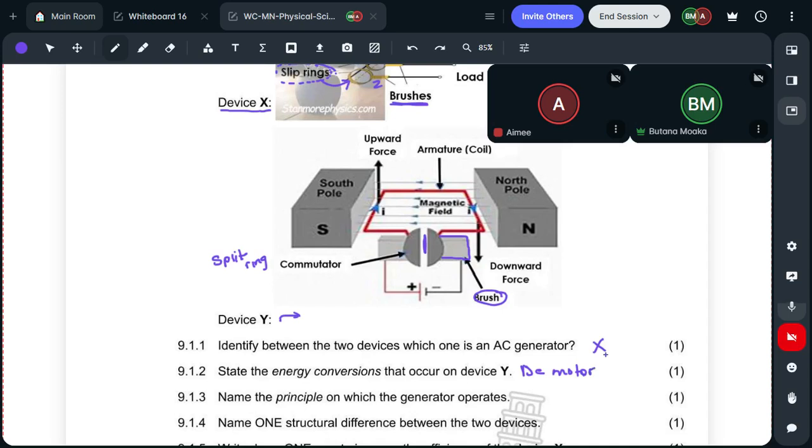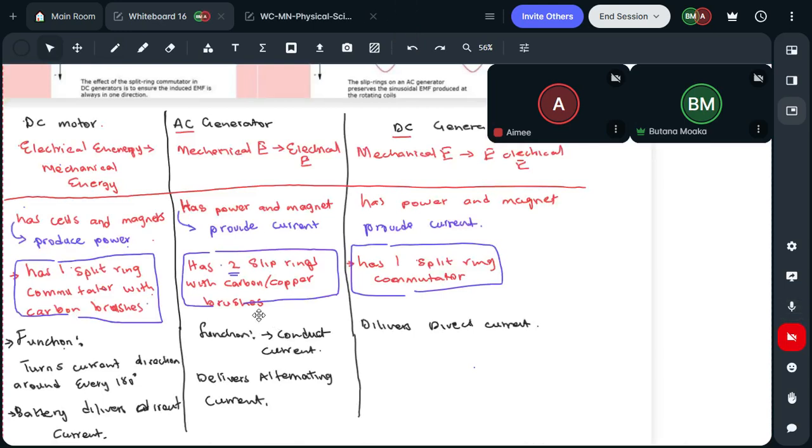Since it's a DC motor, they need the energy conversions. You're going to use your diagram. So what is the energy conversion for a DC motor? It's just from electric energy to mechanical energy. Can you see what we were doing in the previous lesson?